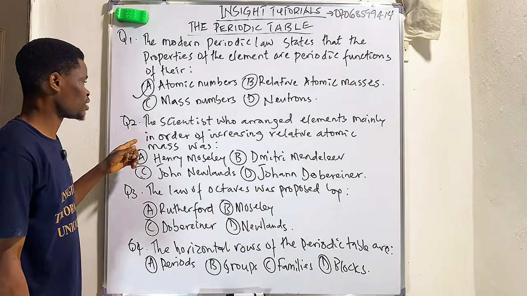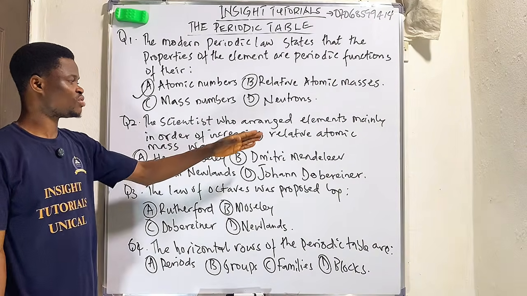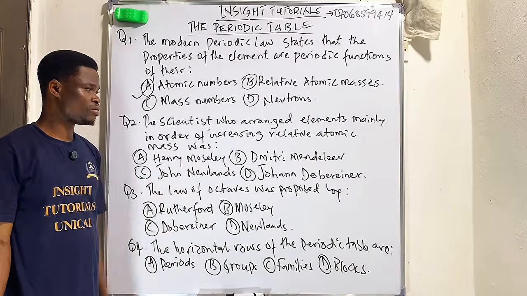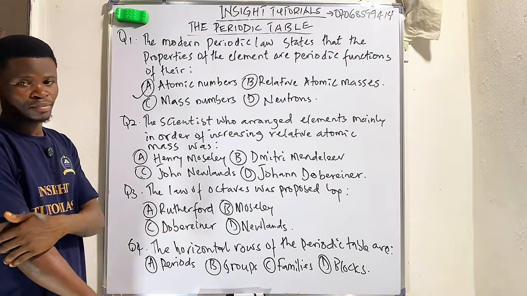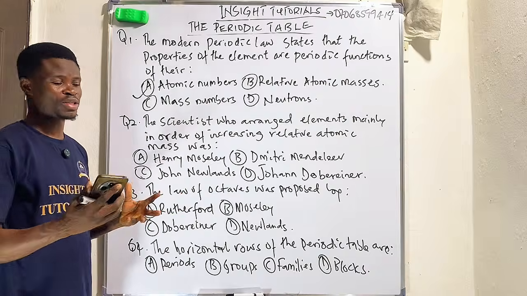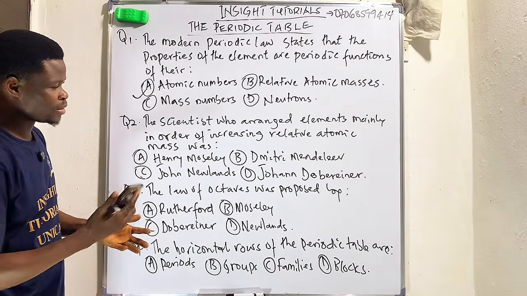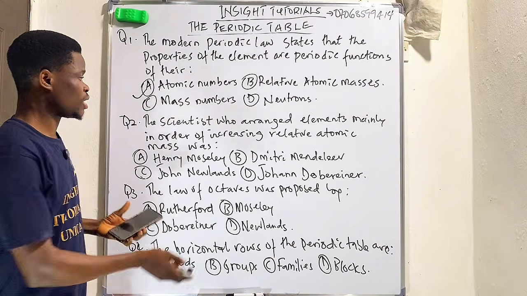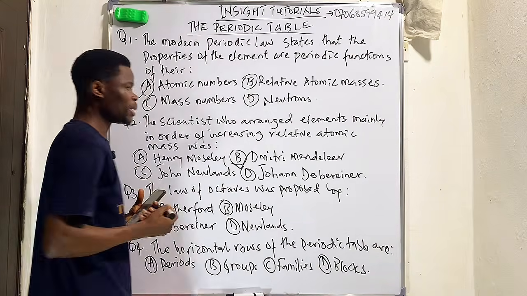Now, the second question says that the scientist who arranged elements mainly in order of increasing relative atomic mass was, A says Henry Moseley, B says Dmitri Mendeleev, C says John Newlands, and D says Johann Dobereiner. So we all know that Newlands is actually synonymous with octaves. Henry Moseley is to atomic number. Johann Dobereiner talked about triads of elements. So the person that spoke about relative atomic mass is Dmitri Mendeleev.